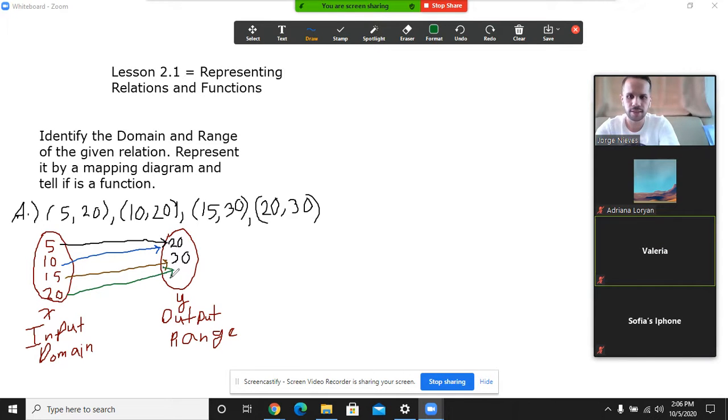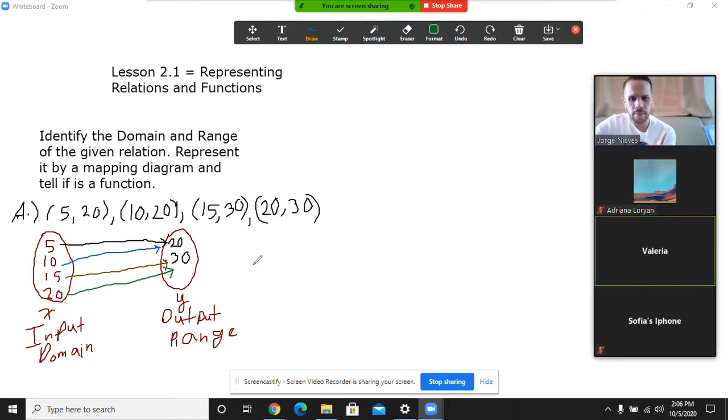So the question is, is this a function? Yes or no? Es una función, excelente. Y la razón es porque, ¿verdad? Ajá, dime. Dime, vale.